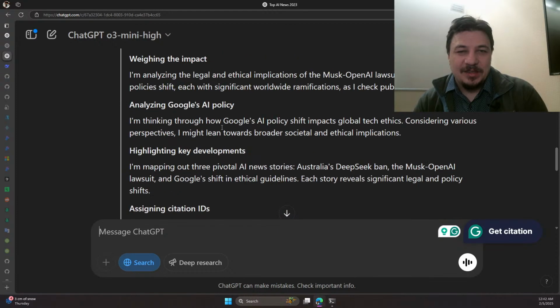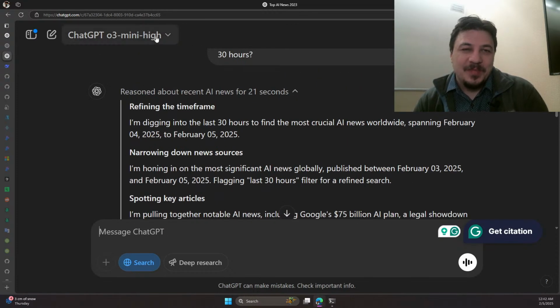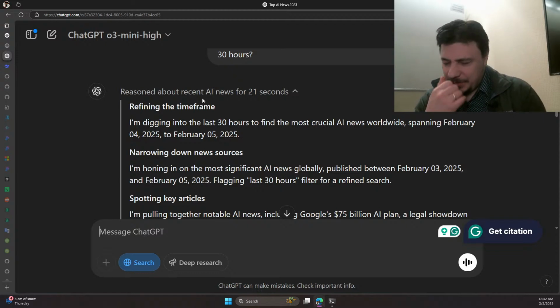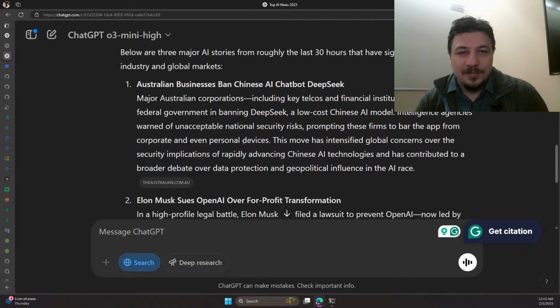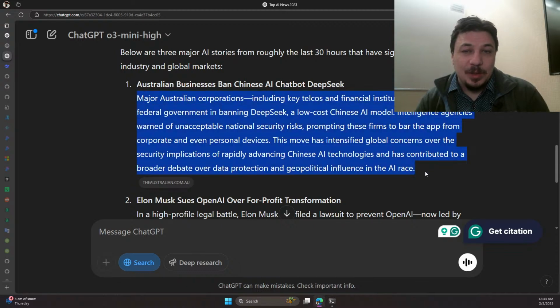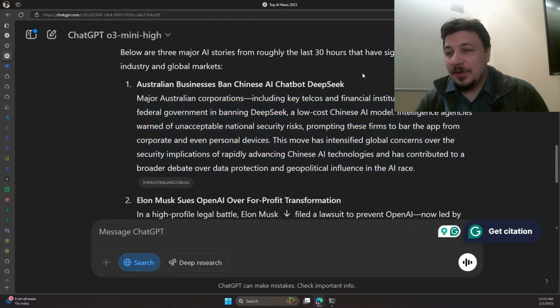Okay, let's check our o3-mini-high, which I'd say right now is a direct competitor of DeepSeek because it has access to the internet, and it's one of the most powerful models from OpenAI. And I'm not sure about high, but medium costs just twice as much as the DeepSeek API, so they're very comparable right now. Australian business can ban Chinese AI chatbot DeepSeek. I wouldn't be surprised here because several European countries already did it, and we already spoke about that.